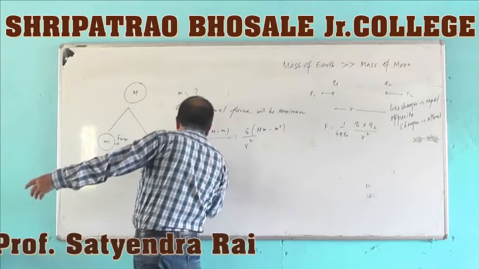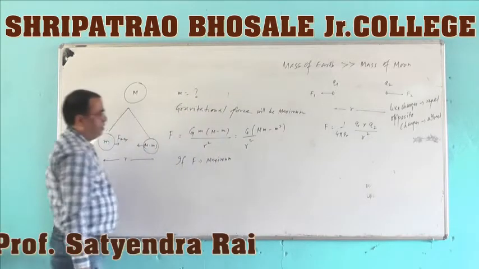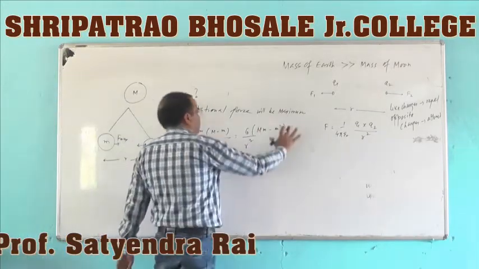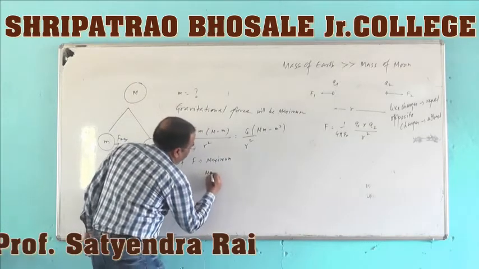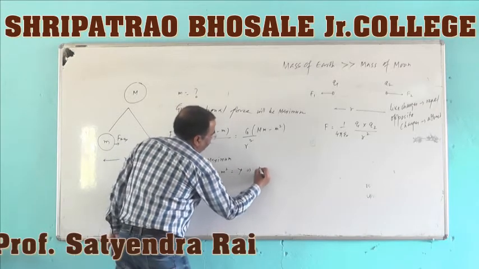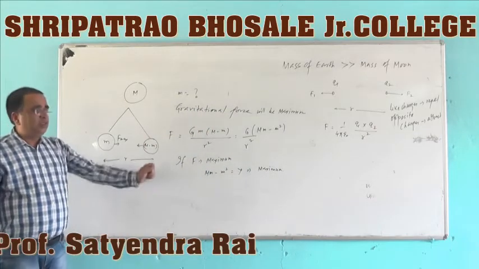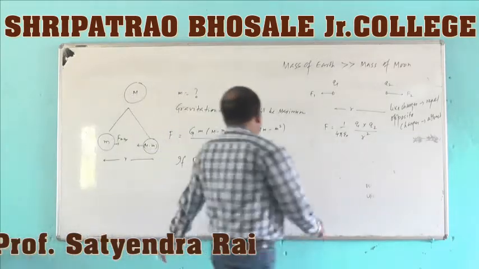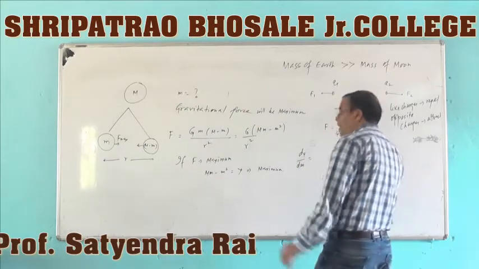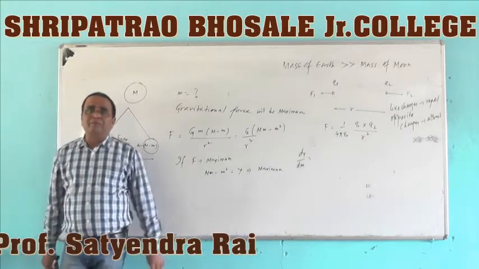So if F is to be maximum, you can understand the simple logic that the numerator is to be maximum. That means m into (M minus m), say y, should be maximum. If y should be maximum, using the laws of maxima and minima, I can differentiate y with respect to small m. So dy by dm, the first derivative, must be 0. That is the principle of maxima and minima.